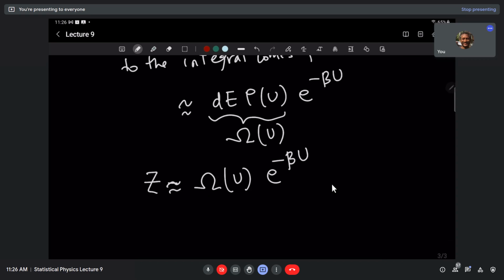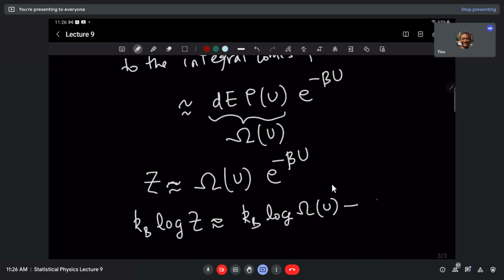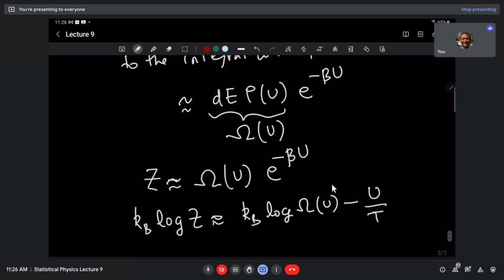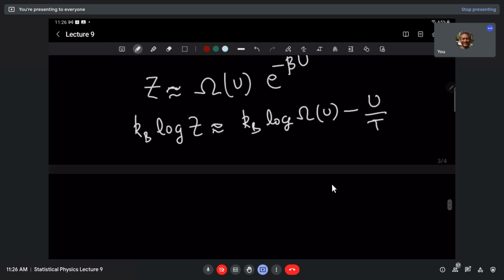So let's go ahead and take log of this. We take kB log of Z, which will be approximately equal to kB log omega of U minus beta U, where beta is 1 by kB T, so U by T. Okay, so now the question to you is, what is kB log omega of U?